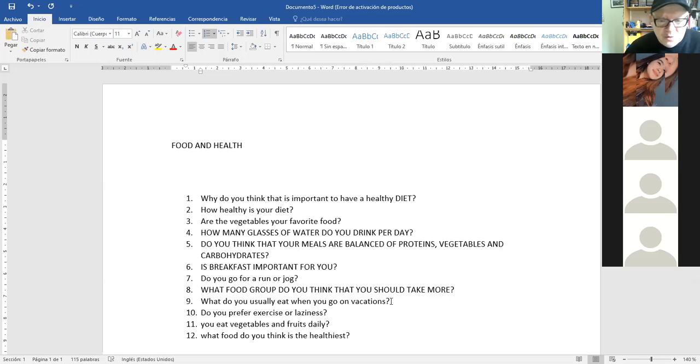What do you usually eat when you go on vacations? You can change the place there. For example, when I go to the cinema, I eat popcorn and drink Coca-Cola. Not very healthy. When I go to a concert, I miss concerts and the cinema so much. Maybe I have a beer before the concert. I don't know. It depends on the place.